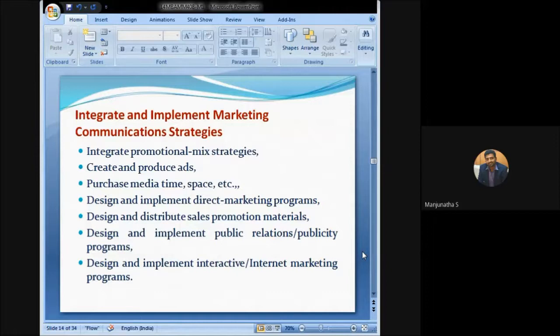Then design and distribute sales promotion materials. Again, what we have designed, we need to implement with regard to sales promotional materials. It may be offers, discounts, or other materials related to promotion, such as pamphlets. We need to distribute them to customers or prospective customers. Then design and implement public relations, as well as interactive or internet marketing. What we have developed in the previous step, we need to execute in this step.